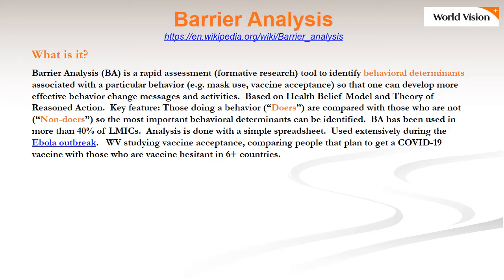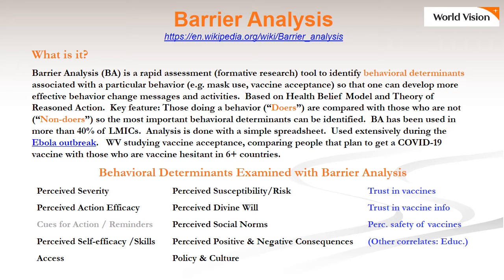BA has now been used in more than 40 lower and middle income countries, and analysis is done with a simple spreadsheet. Barrier analysis was used extensively during the Ebola outbreak, and organizations are now using it to study acceptance of COVID-19 vaccines, comparing responses from people that plan to get a COVID-19 vaccine with those who do not.